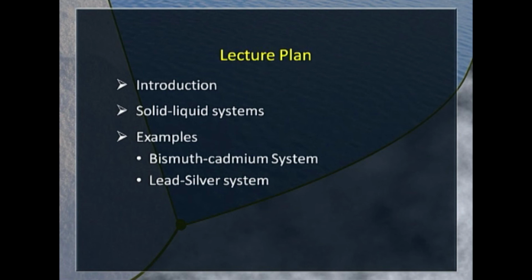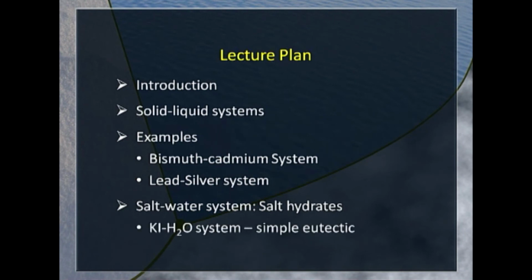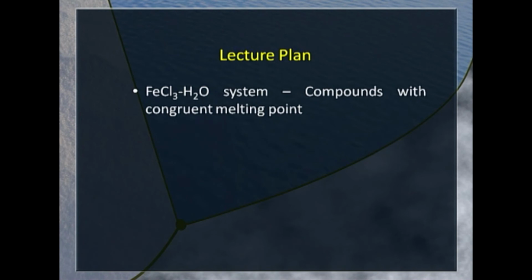The other examples will be mentioned, but then there is one class of compound or system which is very useful and very interesting: salt water systems, in which the salts form hydrates. We start with the potassium iodide water system. It pertains to a simple eutectic system. The second system that we take for discussion is the ferric chloride water system, where there is a compound formation, a very interesting system in the sense that ferric chloride is able to form a series of hydrates.